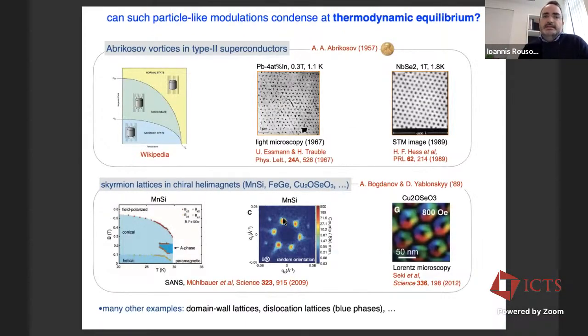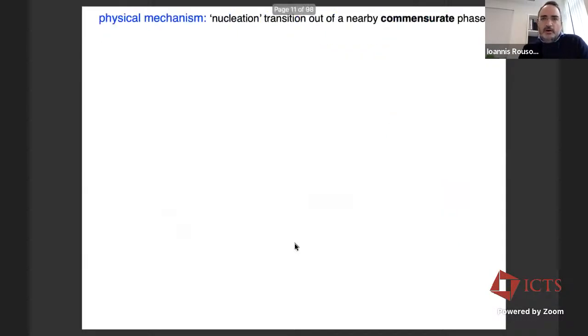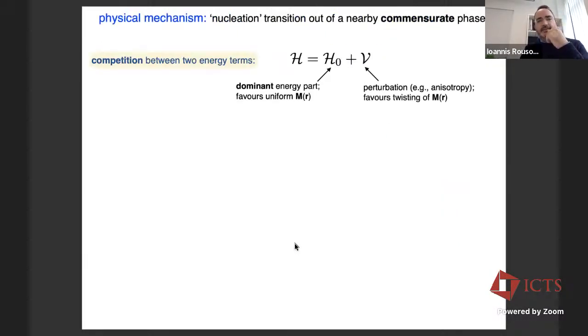Okay, the question is, can these kinds of excitations, or localized objects, not be just excitations, but really exist in the ground state at thermodynamic equilibrium? And we know historically there are a lot of prime examples of this concept. One is the vortex lines in type 2 superconductors, and more recently the skyrmion crystals that have been seen in many chiral helimagnets.